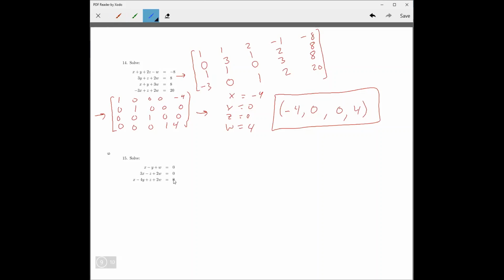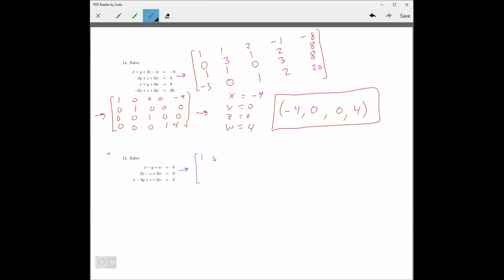Okay, then number 5. Number 5 illustrates some problems that you could run into. It illustrates something else that could happen when you're doing this. So let me show you what happens when you do this with GeoGebra. So this is X, Y, there's a Z, and X, Y, Z, W.